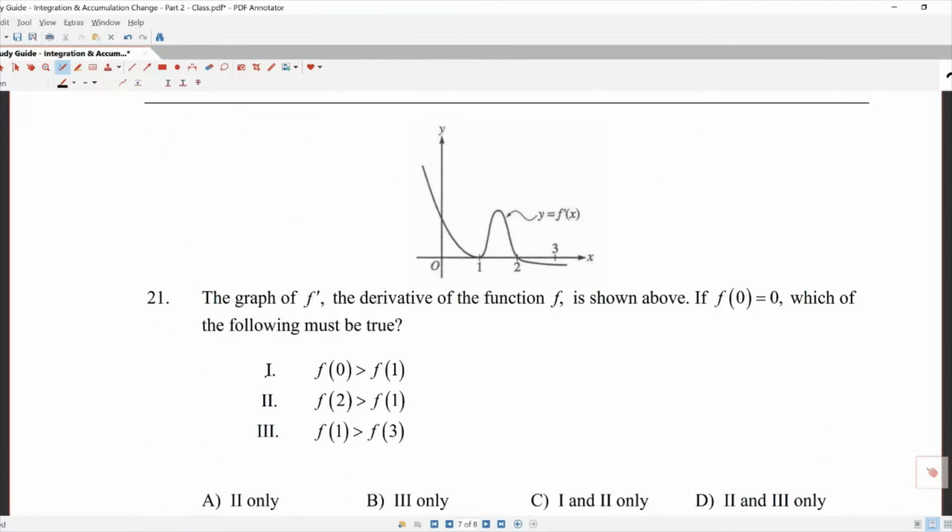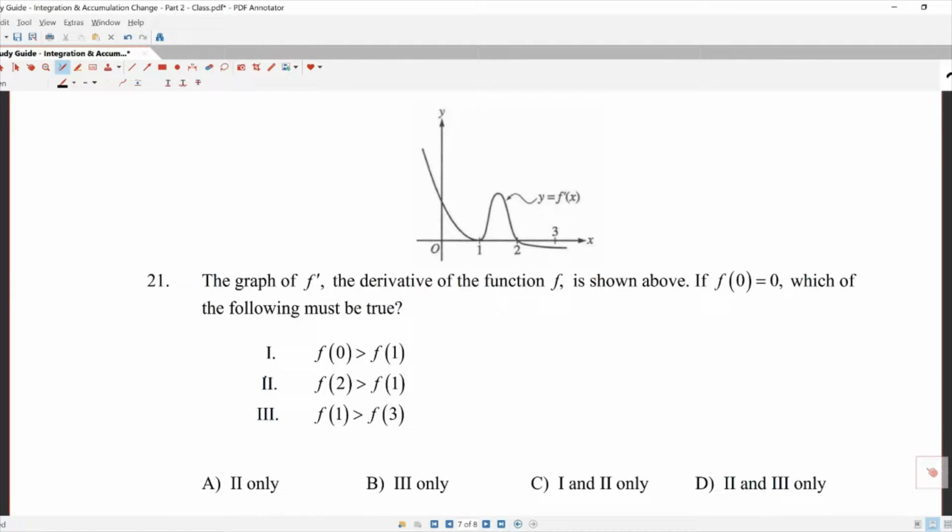And then let's finish out with number 21. The graph of f prime, the derivative of the function, is shown above. If f of 0 is equal to 0, which of the following must be true? So we know f of 0 equals 0. So therefore f of 1 would be, well, let's see here. What is f of 1? If this is what we're given for f prime, that would be the integral from 0 to 1 of f prime of x dx. So that's the area from 0 to 1.